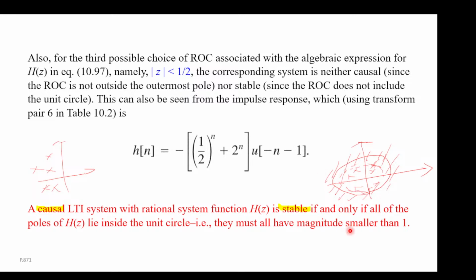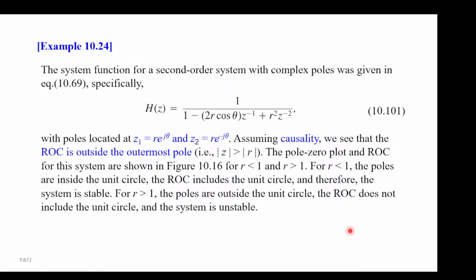Okay, and let's see more examples. Here is an example of a second order system. We didn't derive the second order system, but we just say its system function will look like this. The solution is 1 over 1 minus 2r cosine theta z to the minus 1 plus r squared z to the minus 2. You can solve for the poles by solving this second order equation here, and the poles will be r e to the j theta and r e to the minus j theta.